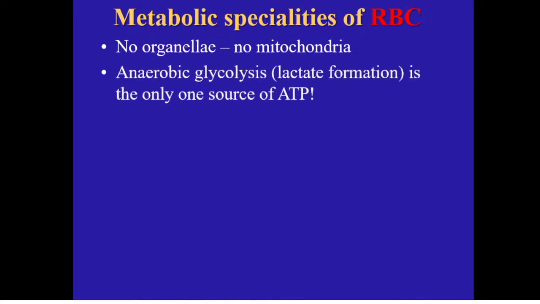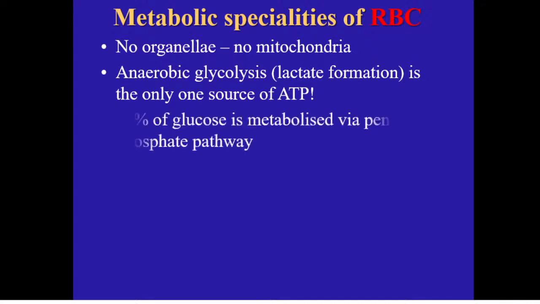The energy for erythrocytes is supplied only by anaerobic glycolysis, with lactate formation, which can be easily excreted to the plasma and then used for gluconeogenesis in the liver. 20% of glucose, a significantly higher quantity than in other tissues, is metabolized through the pentose phosphate pathway.